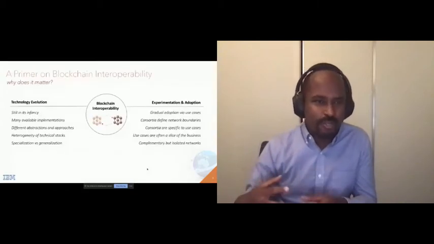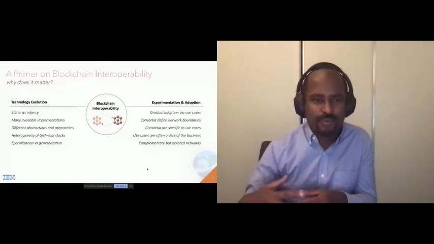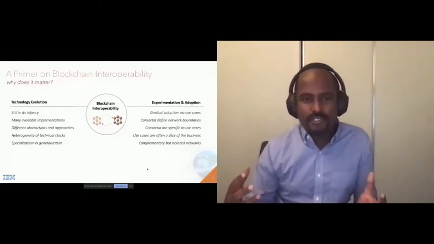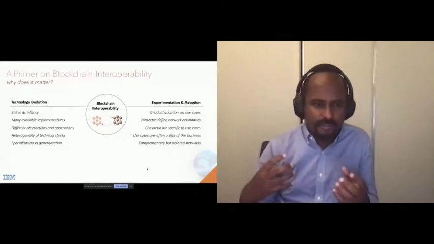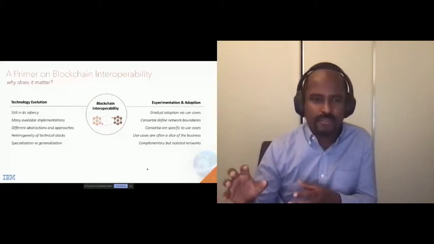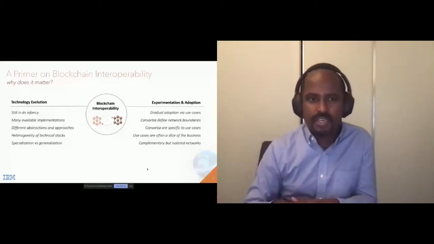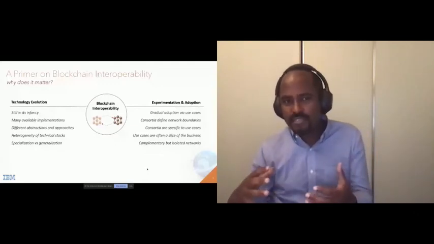But the end result is that we have essentially a proliferation of hundreds of different blockchain protocols, most of which are not really compatible or designed with how they might work together in mind, right? So we've got this fragmentation of technology with a somewhat heterogeneous technical stack, with different choices around the core abstractions they're built around and the design philosophies that govern them. So we have a technology landscape that is quite heterogeneous, quite fragmented.